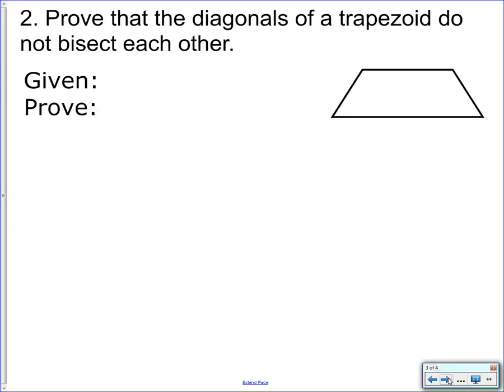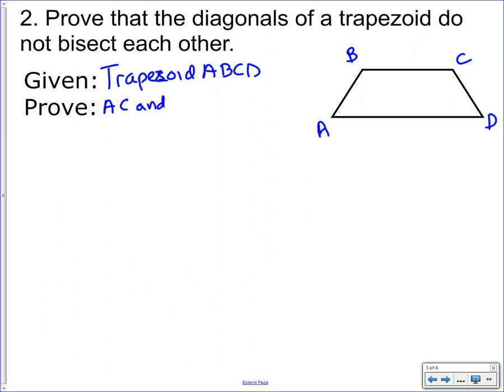Our second example. Prove the diagonals of a trapezoid do not bisect each other. So I have a trapezoid here. Let's call this trapezoid A, B, C, D. So what are we given? We're given trapezoid A, B, C, D. We're trying to prove that AC and BD do not bisect each other.